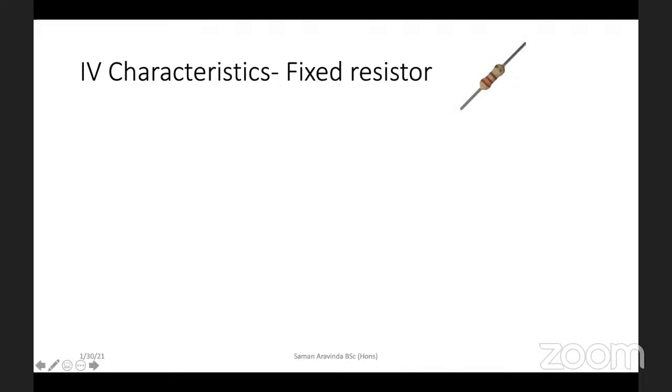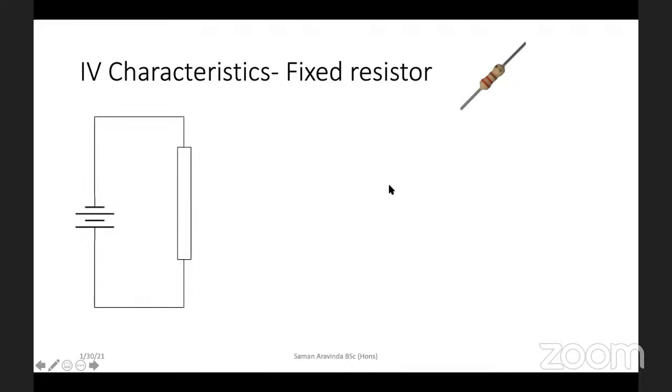So now we are going to see the variation of V and I of a fixed resistor. For this, we use a potential divider. Remember the advantage: we can increase the potential difference across a device from 0 to its maximum, which is the supply. So we connect the fixed resistor like this.